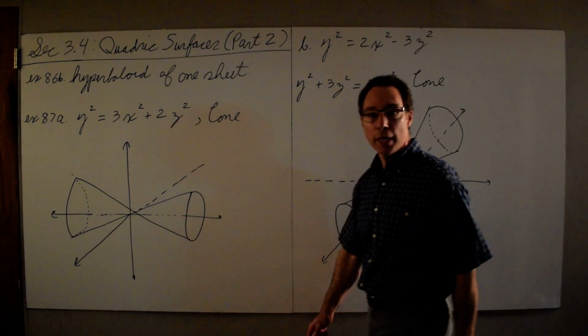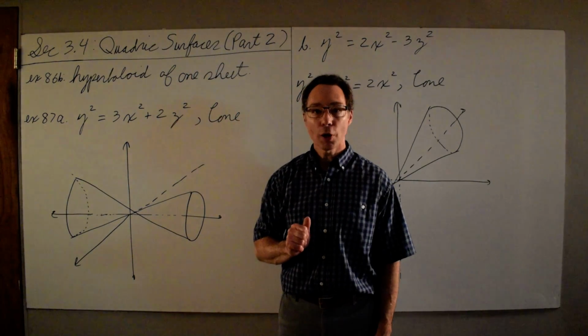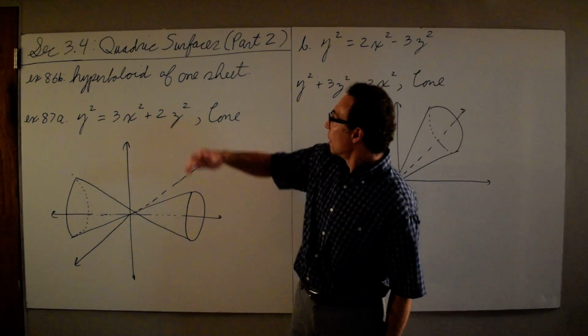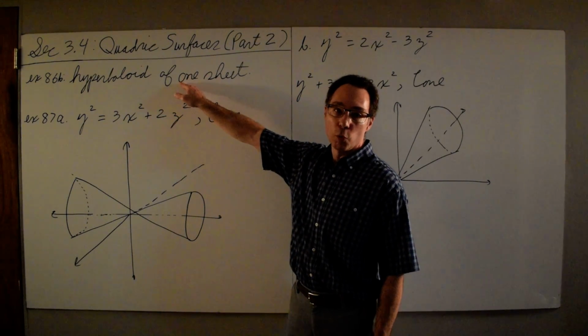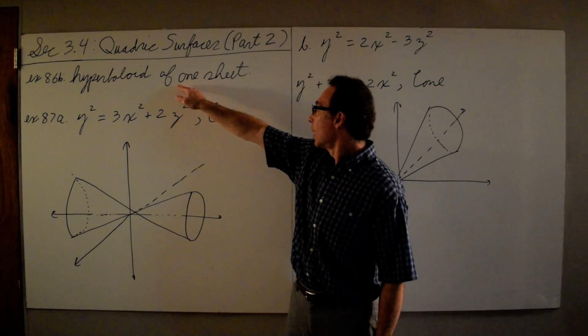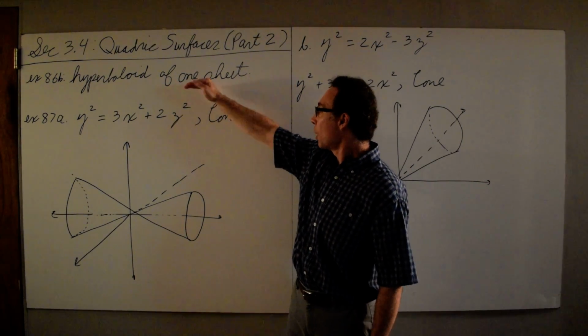This is the second video in section 3.4, quadric surfaces. I forgot to mention in the first video, example 86 part B, that it is a hyperboloid of one sheet. I meant to mention that when I was doing that example and I forgot.